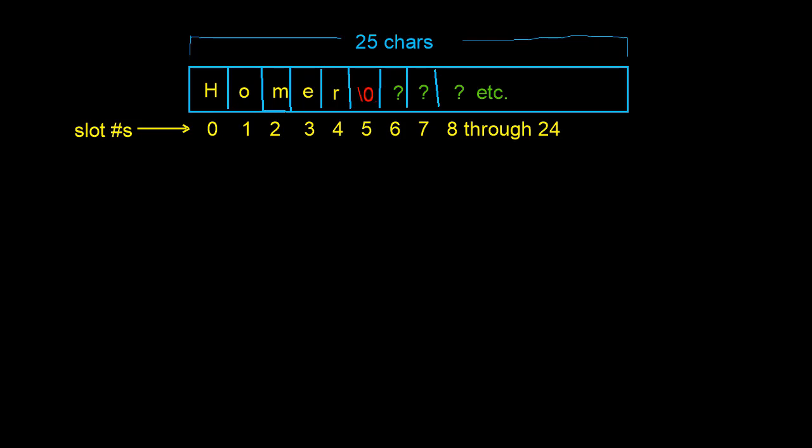Something else. The string could take up 25 characters, but the top slot number is 24. How come? The answer is because we start at slot 0. So every array in C has 0 as its first index, and the top slot number is 1 less than the amount of things the array could hold. That's going to take some getting used to.